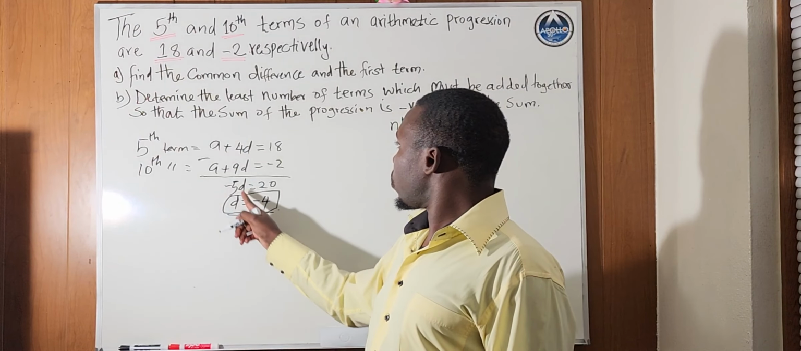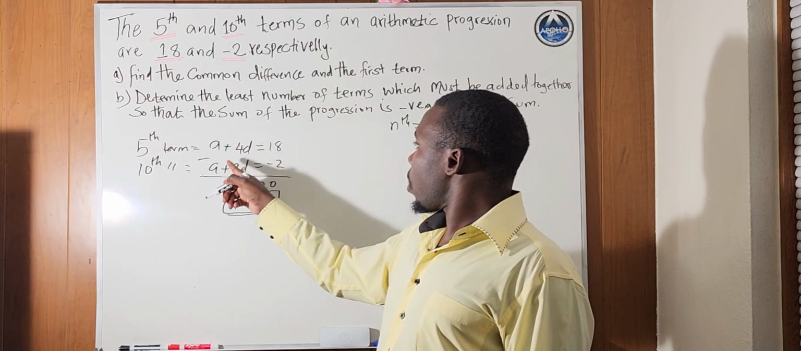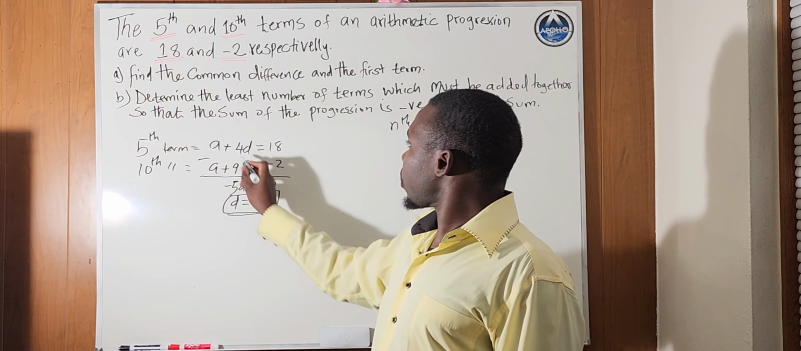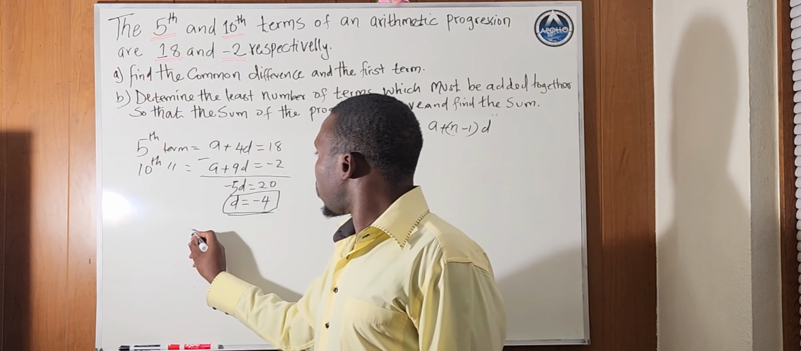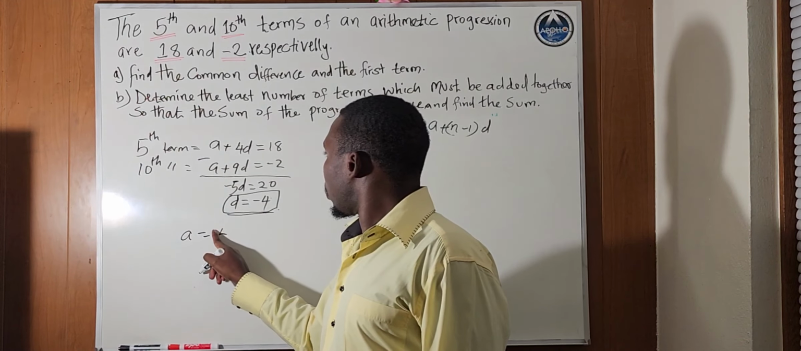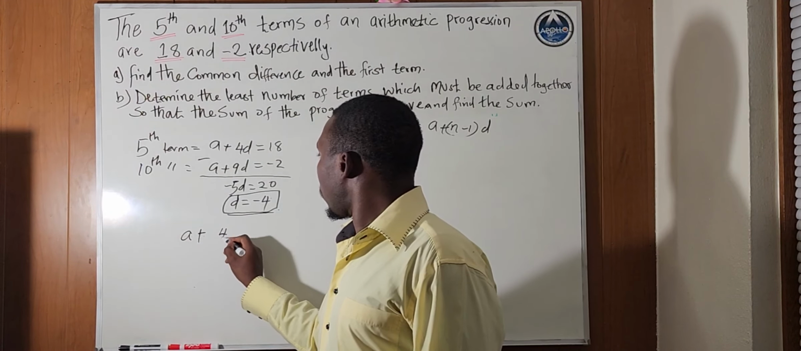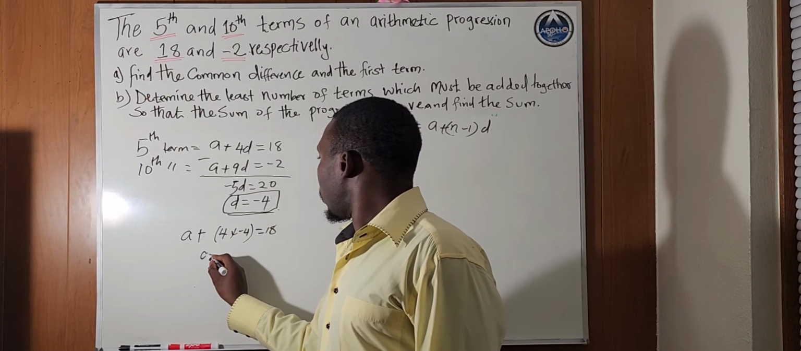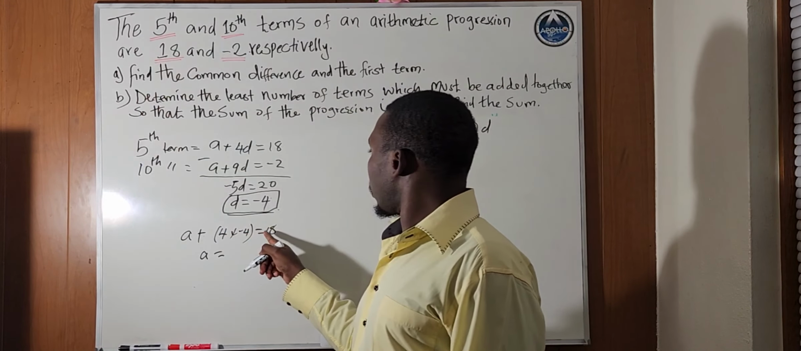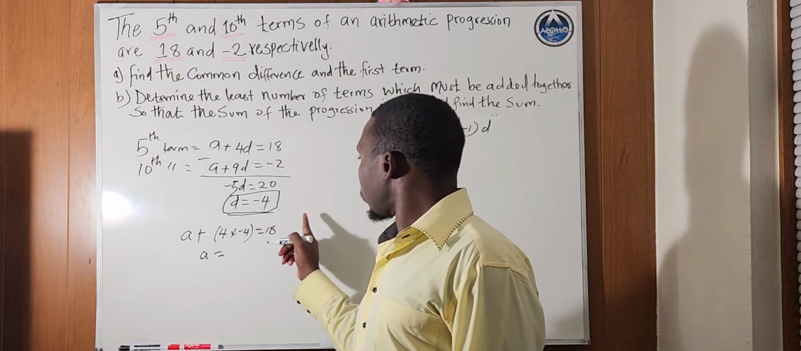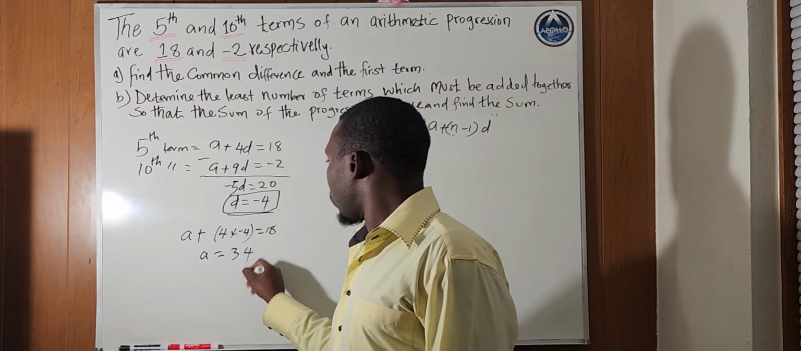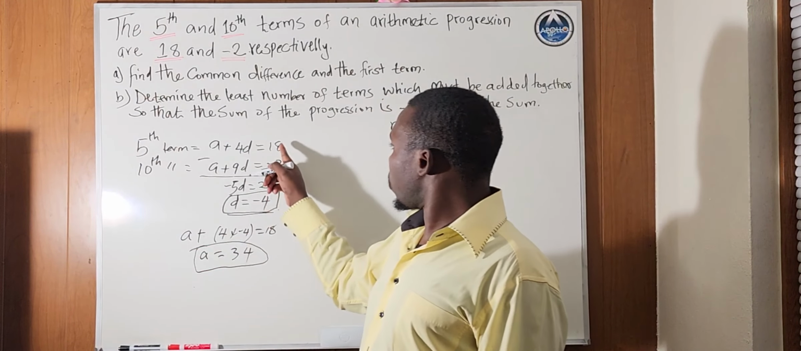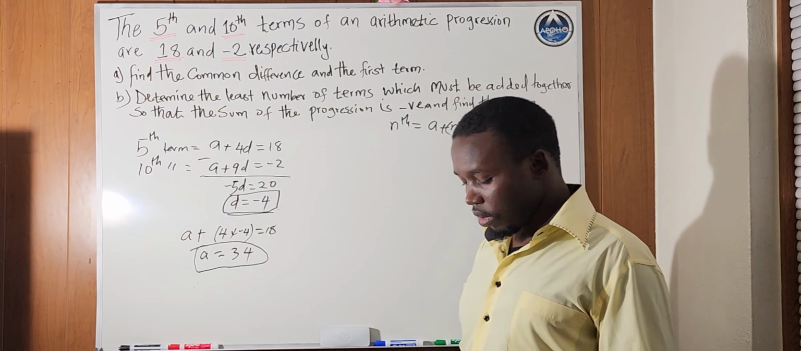Now we take this D value and substitute it in either equation 1 or 2 to find the value of A. Substituting in equation 1, we have A plus 4 times minus 4 equals 18. Then A equals 18 plus 16 on the other side, which gives 34. So our A is 34. The first term is 34 and the common difference is minus 4.